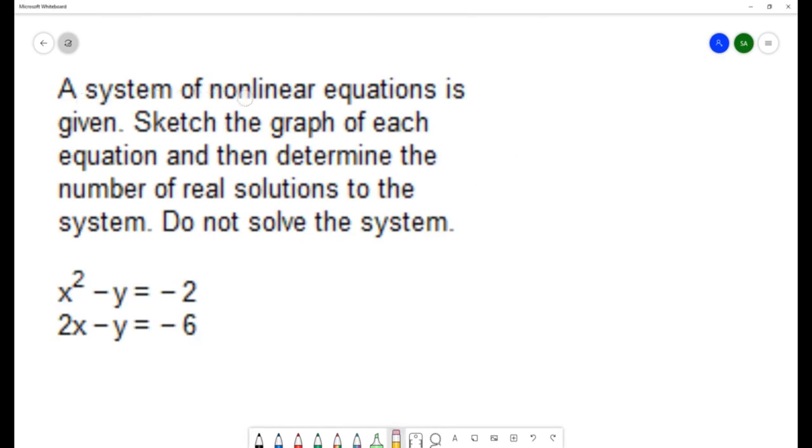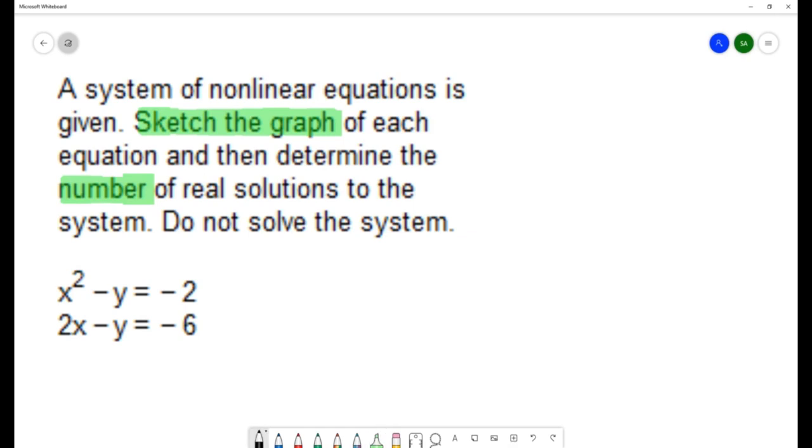A system of nonlinear equations is given. Sketch the graph of each equation and then determine the number of real solutions to the system. Do not solve the system. So in this example, we have the system of nonlinear equations, which is x squared minus y equals negative 2, and 2x minus y equals negative 6. Our goal in this question is to sketch the graph of each one of these equations and use that sketch to decide what is the number of solutions to the system.